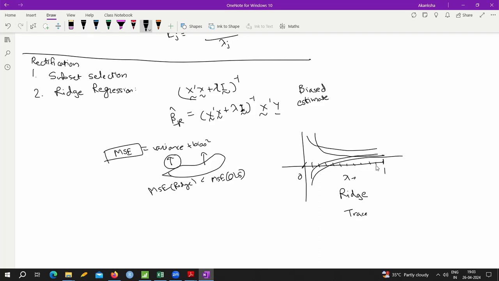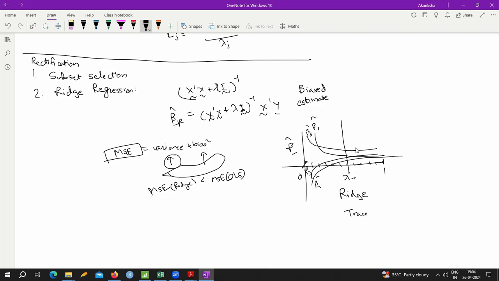So this may be beta 1 hat, this may be beta naught hat, this may be say beta 2 hat, this may be beta 3 hat. Okay. So we have various estimates of beta. And we choose that lambda after which the majority of the estimates are stable, the majority of the estimates show a flat ridge trace. Okay, they are stable. So this is how ridge regression works.